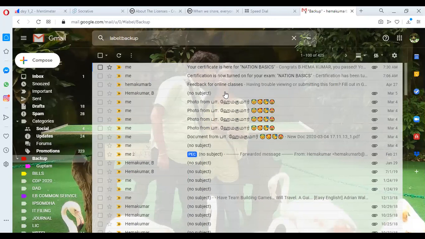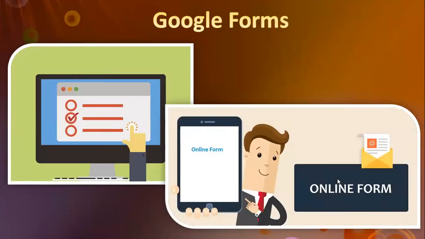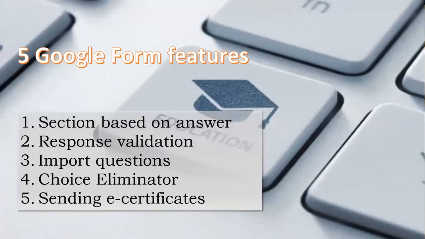So we'll get back to our content. We'll move on. I'll show you when it comes up. So what we have seen in Google Forms are these 5 options. One is section based on answer, so that we can tweak your Google form in a better manner. Second is response validation. Third is you can import questions, if you are using a quiz. And then use of add-ons.